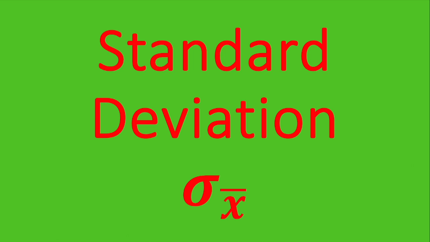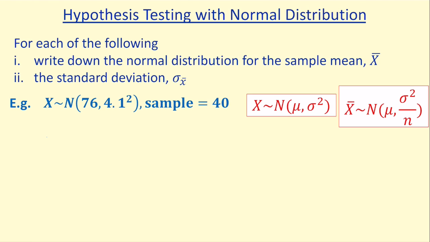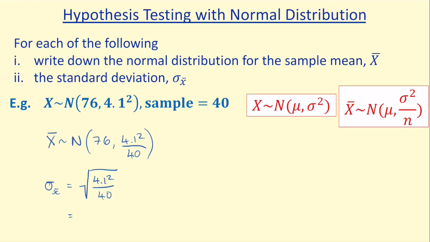So let's look at working out our standard deviation for x bar. For each of the following, write down the normal distribution for the sample mean, x bar, and also find the standard deviation. So we'll start with our formulae that we'll need. So we know that x bar is going to be the exact same mean, but the variance is divided by n, which in this case is 40. And the standard deviation of x bar, well, this is just going to be the square root of the variance. And if you put that into your calculator, you should find it's 0.648.